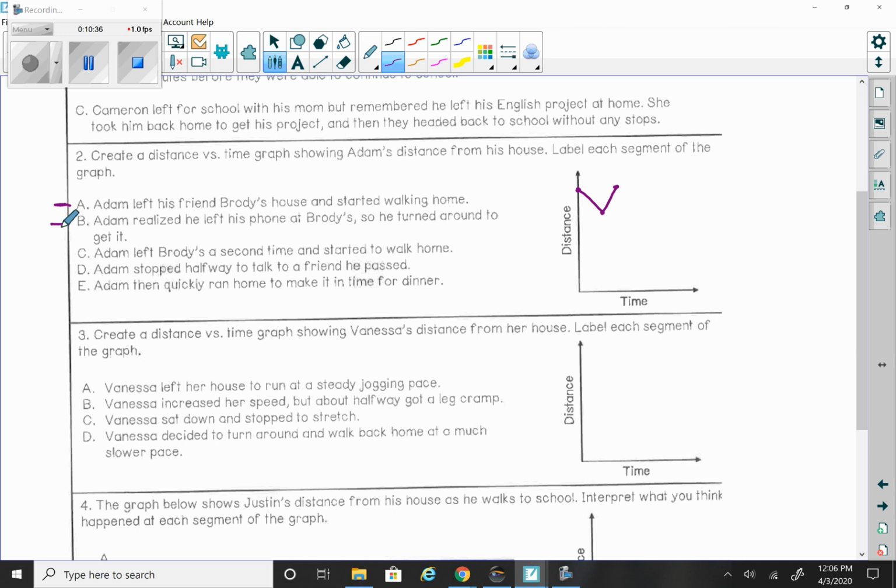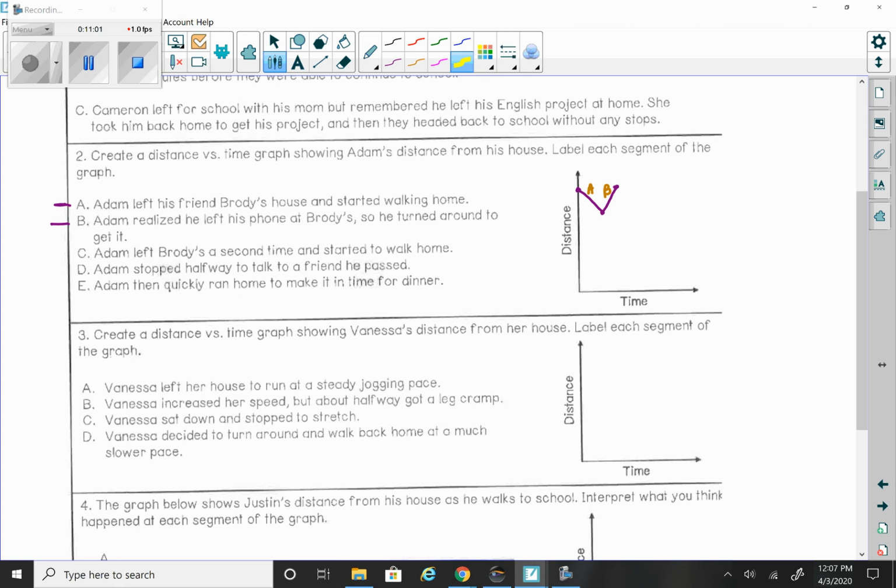The other thing that I probably should be doing here, I just thought of this, I probably should be labeling the sections of my graph as they match up to the descriptions. So this section of the graph is A, and then this section of the graph is B. And then for C, it says Adam left Brody's a second time and started to walk home. But then I see in D, he's going to stop halfway to talk to a friend he passed.